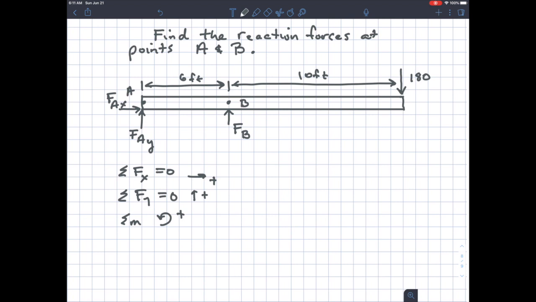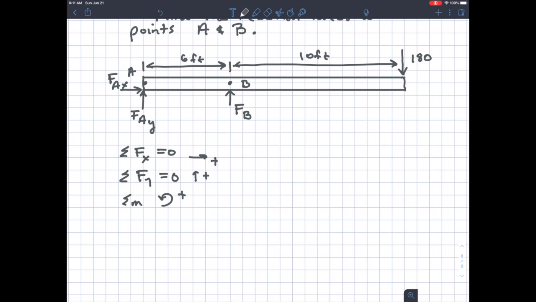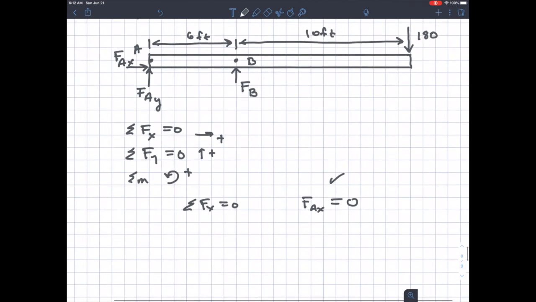Let's do sum of forces in the x direction. I look at the diagram, there's only one force in the x direction. Sum of forces in the x direction equals 0. What we have is FAX, and there's no other x direction forces, so that means FAX is equal to 0. We're feeling pretty good about that right off the bat. We've solved one of these components of the force at point A.